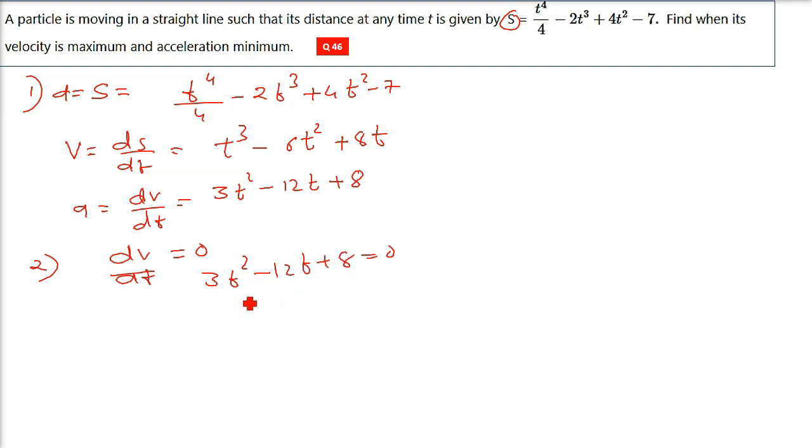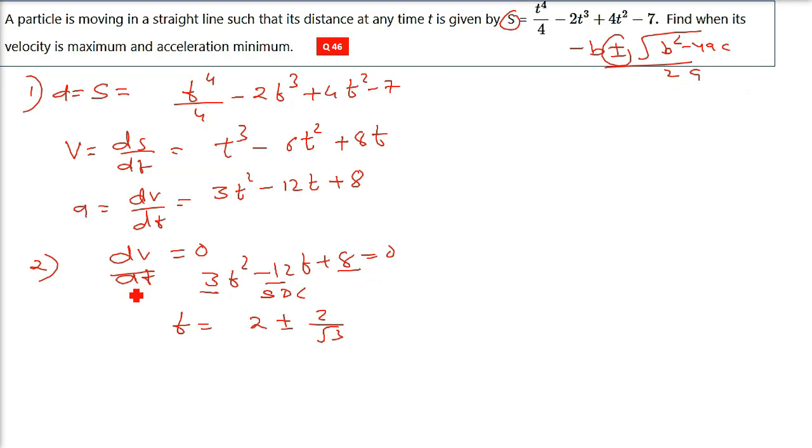You have to use the Sridharacharya formula. I'll leave it to you because you know that minus b plus minus under root b square minus 4ac by 2a will give you 2 roots. If you are not able to make the factors, because it is not possible here, you have to use this formula. Let me tell you the final values which are going to come. It will be 2 plus minus 2 by under root 3. Here a is 3, b is negative 12 and c is 8.